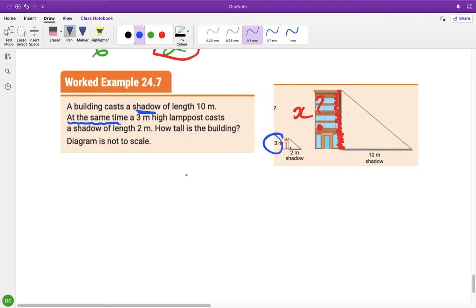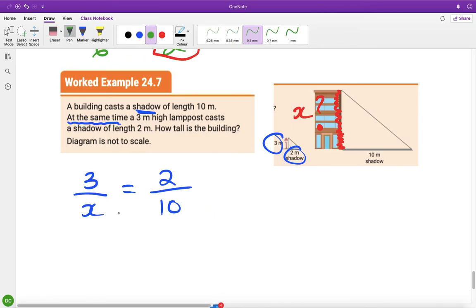So I'm going to pick 3 in the little triangle. Again, I'm starting with the little triangle, and I'm going to put that over the corresponding side in the big triangle, which in this case is the building. So that's X. And that should be the same as the 2 in the little triangle over the 10 in the big triangle. Okay, so again, you can probably figure out what X is, but we're going to go through it. So I'm going to take the X and multiply it by the 2, and I'm going to take the 10 and multiply it by the 3.